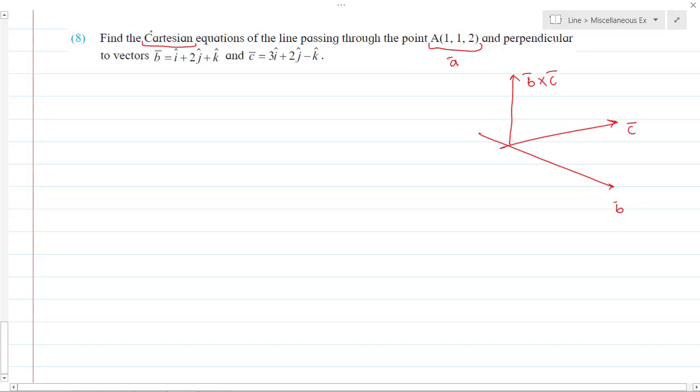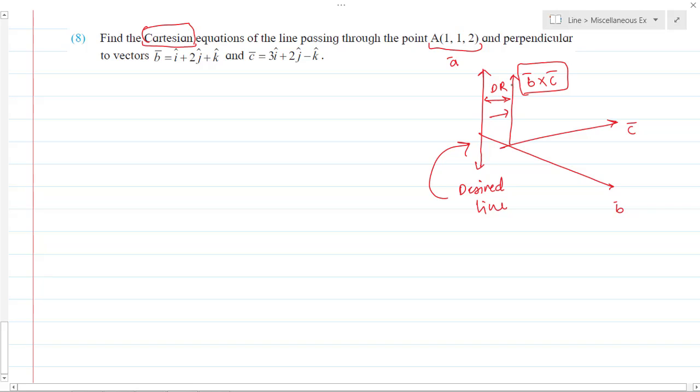Now our desired line is perpendicular to these vectors, which means it is also somewhat like this. This is our desired line. Now tell me, is this desired line parallel to this b bar cross c bar, yes or no? It means the direction ratios of these two lines are the same.